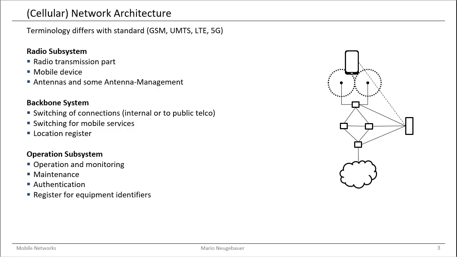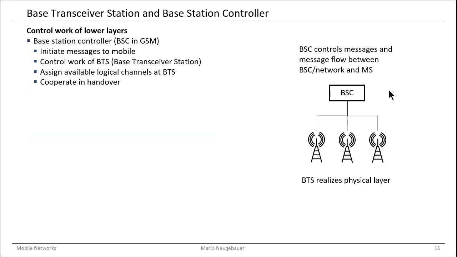Now we want to go to a part of the system where we are still in the radio subsystem, and we concentrate on the base transceiver station and the base station controller. So this part here, the antenna, so to say, and the base station controller, which is controlling these base transceiver stations. In this area of the network of the radio subsystem, the two main components are the base station controller and the base transceiver station.